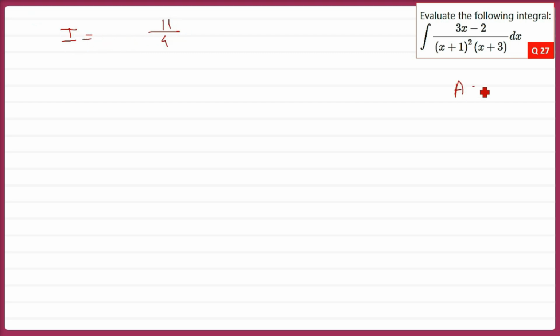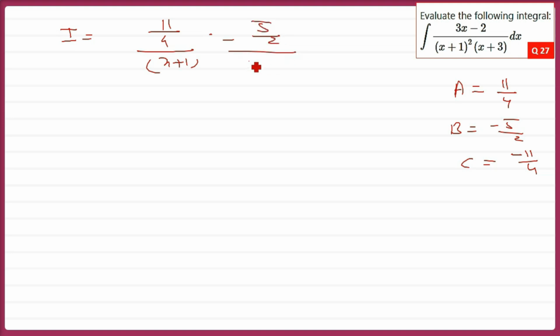So the partial fraction will be something like this. A will come as 11 by 4, B will be negative 5 by 2 and C will be negative 11 by 4. So A divided by x plus 1, the next will be x plus 1 whole square. And then minus, because negative 5 by 2 has come in place of b, negative 5 by 2 divided by x plus 1 whole square. And then we have c, which is negative 11 by 4 divided by x plus 3.